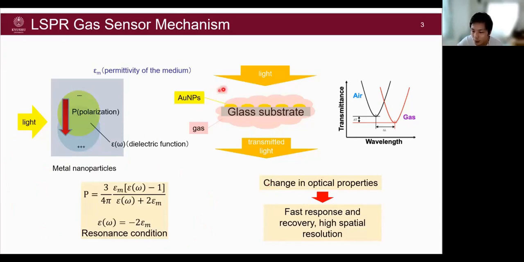First, when incident light is applied to a glass substrate on which gold nanoparticles have been deposited, the resonance wavelength and transmittance change with LSPR depending on the presence or absence of gas. Since the transmitted light changes depending on the presence or absence of gas, it is possible to measure the presence or absence of gas by reading the change in the transmitted light.